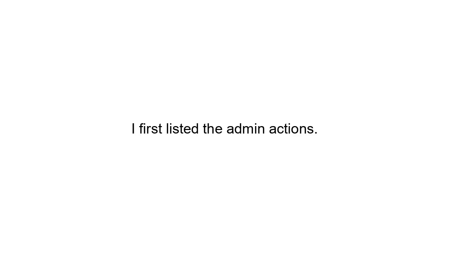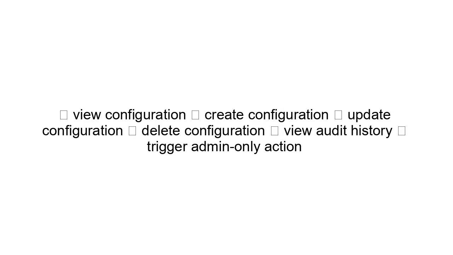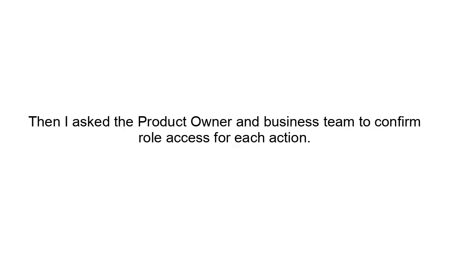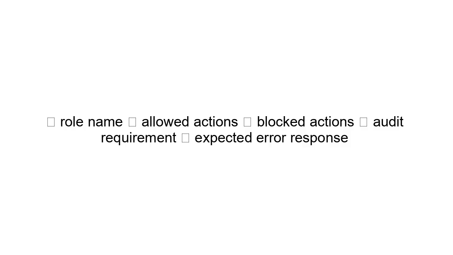Action: I first listed the admin actions. The actions included view configuration, create configuration, update configuration, delete configuration, view audit history, trigger admin-only action. Then I asked the product owner and business team to confirm role access for each action. We created a role permission matrix. The matrix showed role name, allowed actions, blocked actions, audit requirement, expected error response.